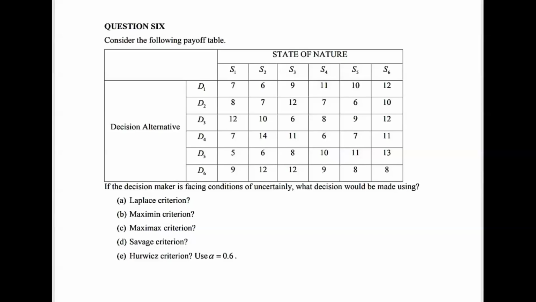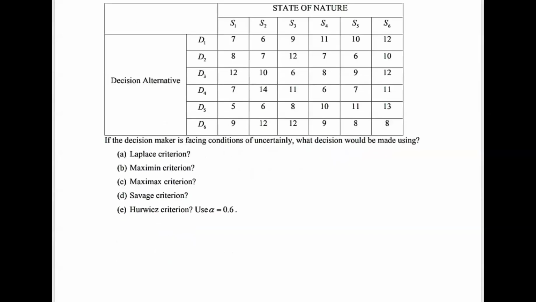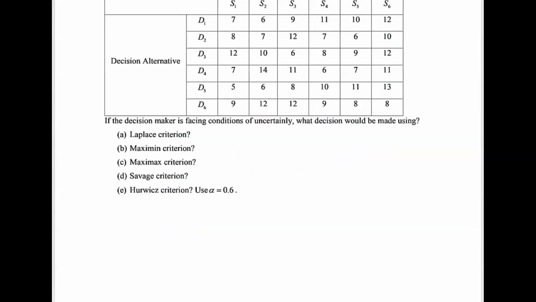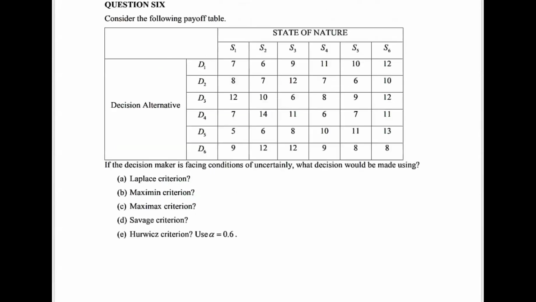So the question we are starting with is number 6, and it says, consider the following pair of tables that you have been given right on the screen. On the right hand side, you have the states of nature. The left one, you have the decision techniques. And then you are required to assume you are a decision maker, facing the following uncertain conditions. What decision are you going to choose given the different states of nature?